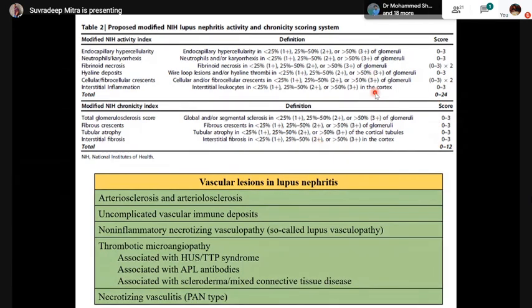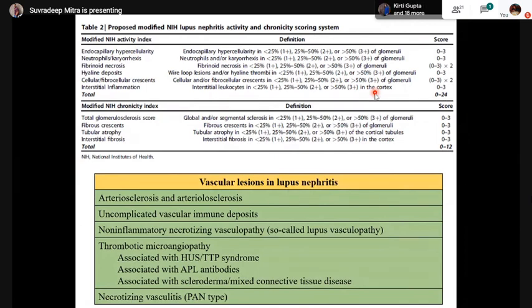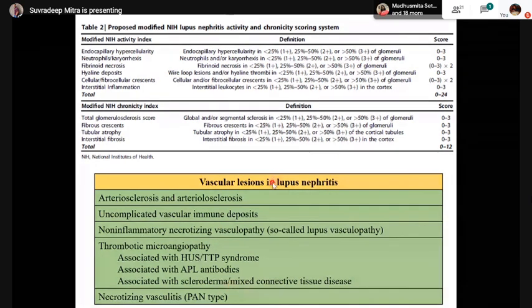I'm not going into detail of how the scores are interpreted and what the significance of these scores is. These are, I think, beyond postgraduate level. But just before ending lupus nephritis, please remember that these are the vascular lesions that you tend to see in lupus nephritis. As I have already discussed in the case of IgA nephropathy, you can also see arteriosclerosis and arteriolosclerosis in lupus, which is basically because of this immune or inflammatory environment leading to a premature or accelerated kind of atherosclerosis. Sometimes there are vascular immune deposits which are uncomplicated.